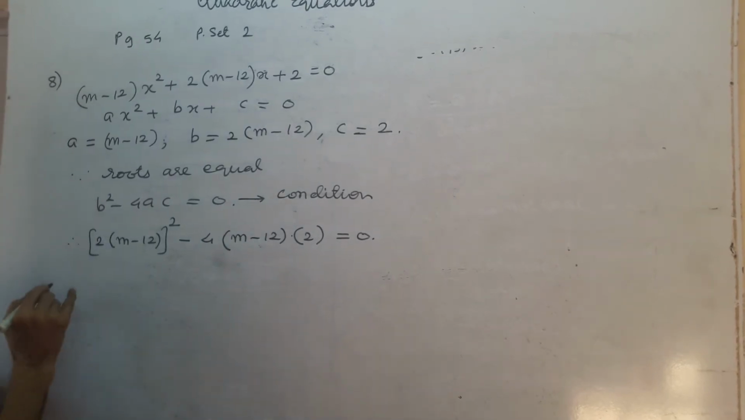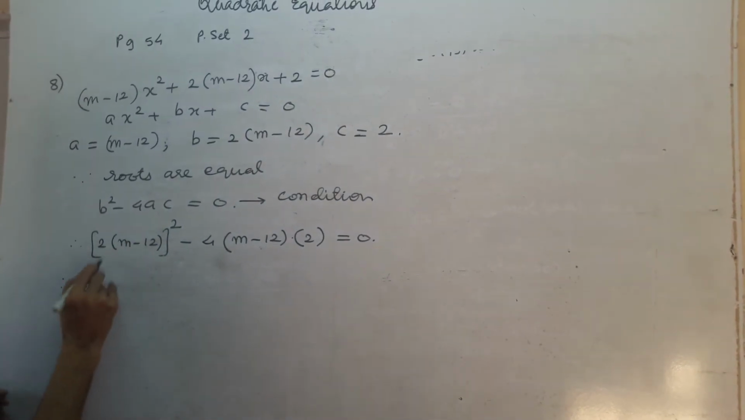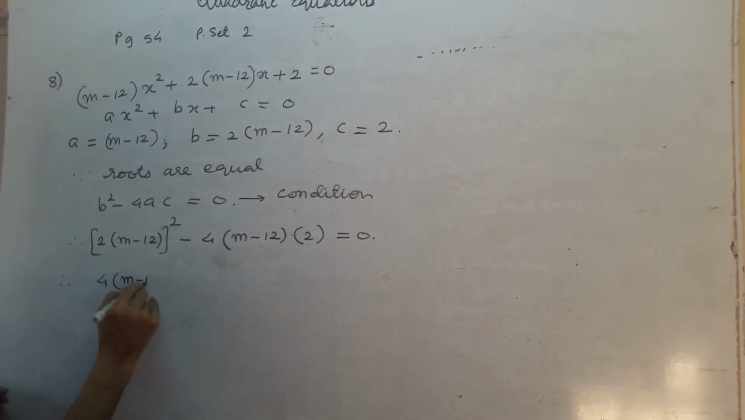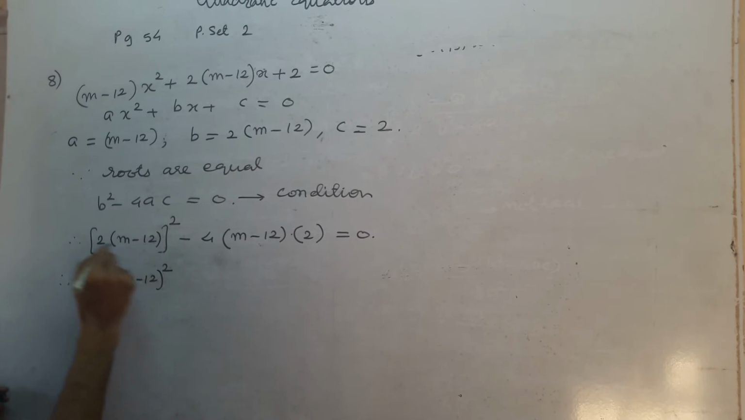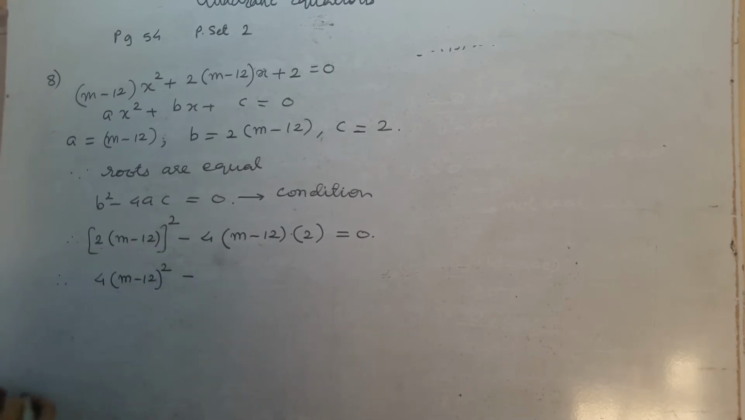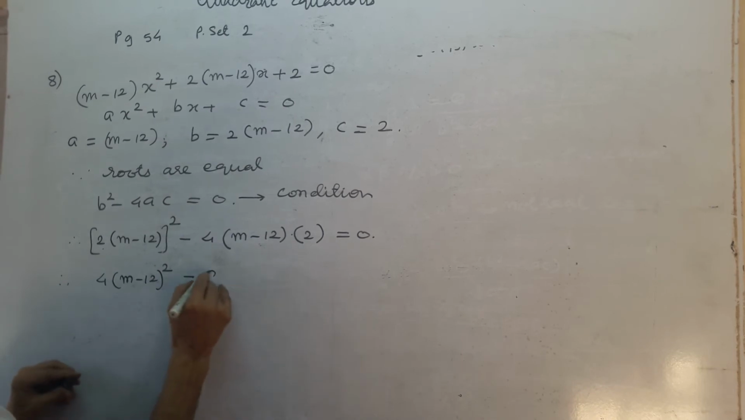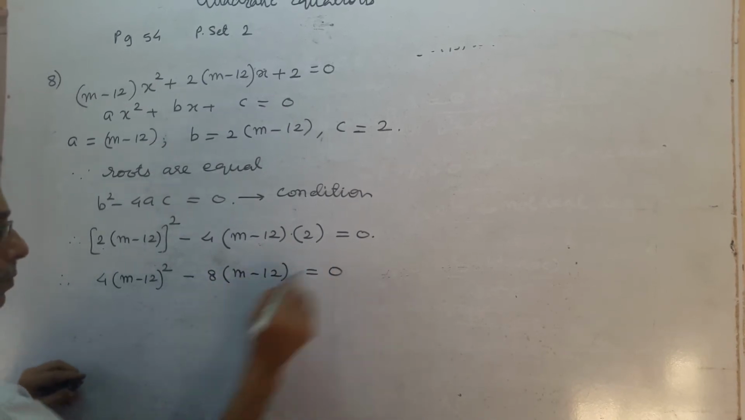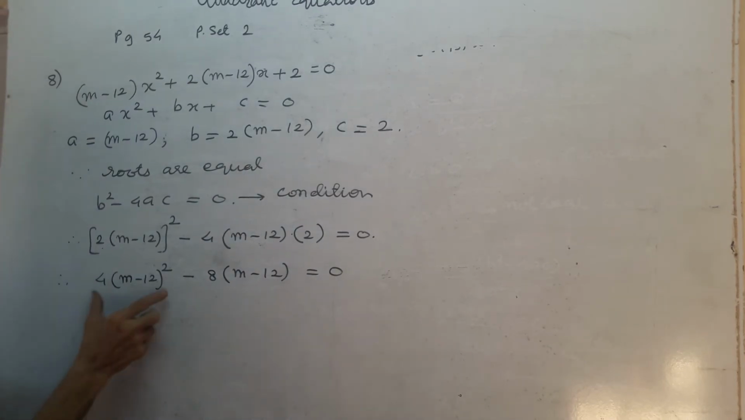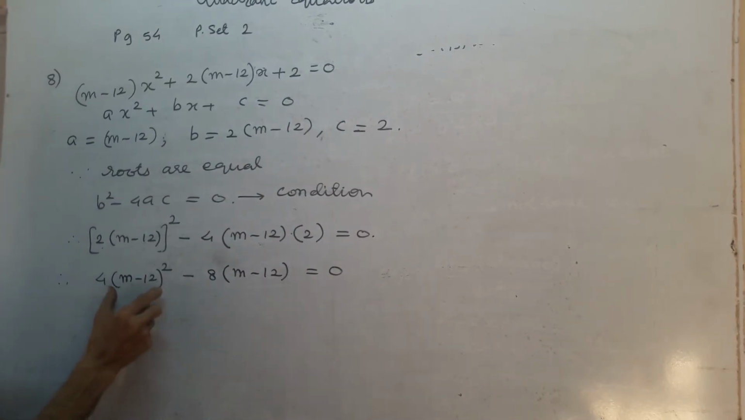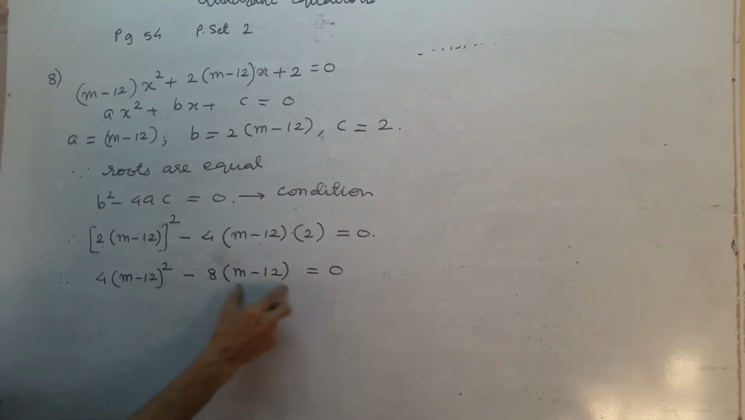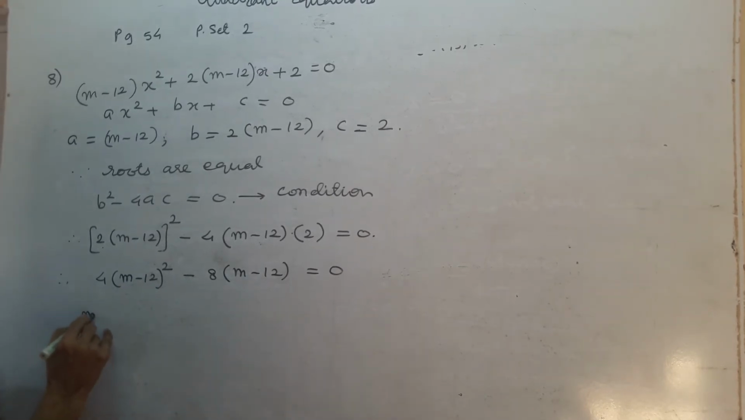Achha, now let's solve this. Take the square, so 2 square is 4, (m minus 12) square. So I take the square of both. Don't expand this. And here 8 into (m minus 12), and that is equal to 0. Now there are two terms here. The first term is 4 into the bracket square, and the second term is 8 into the bracket. Both the brackets are the same, so take the bracket common.